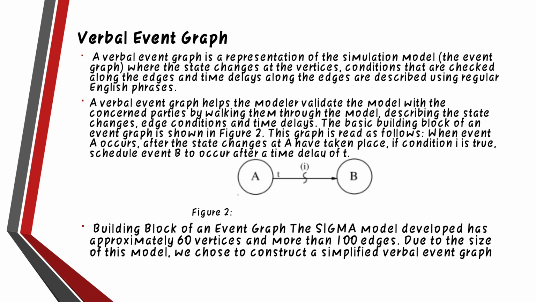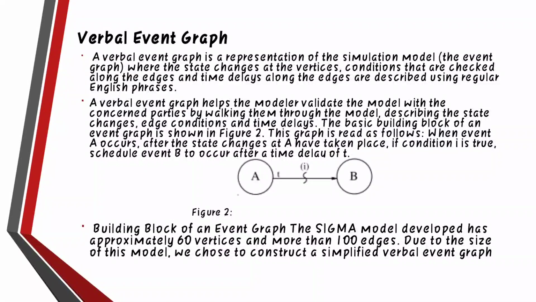Verbal event graph. A verbal event graph is a representation of the simulation model, the event graph, where the state changes at the vertices, conditions that are checked along the edges, and time delays along the edges are described using regular English phrases. A verbal event graph helps the modeler to validate the model with the concerned parties by walking them through the model, describing the state changes, edge conditions, and time delays. The basic building block of an event graph is shown in figure 2.